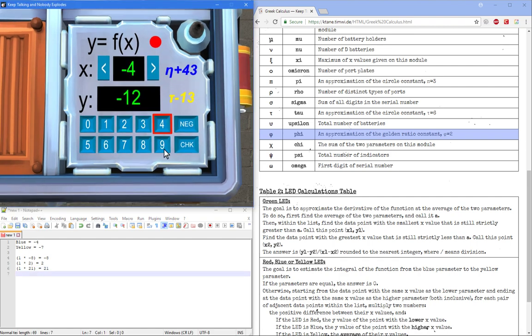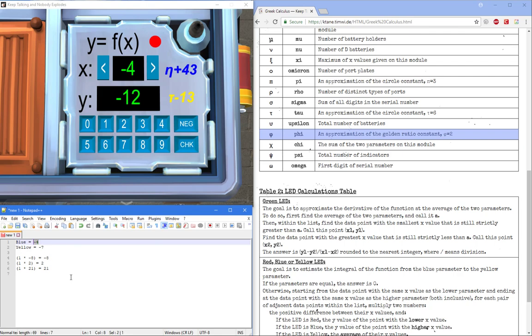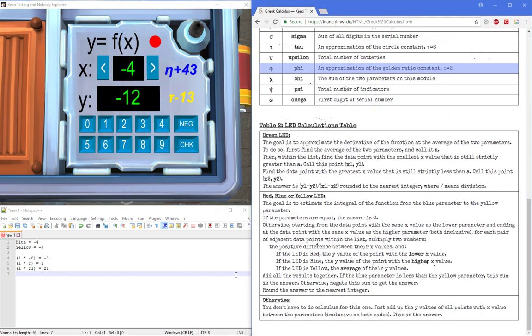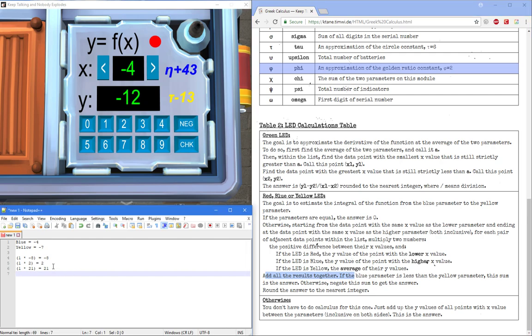And that's all you have to do, because once we reach negative 4, that's our highest parameter, so we don't have to do anything else. So what we do after all that is add all the results together. So 21 plus 2 is 23, minus 8 is 15, is our answer.